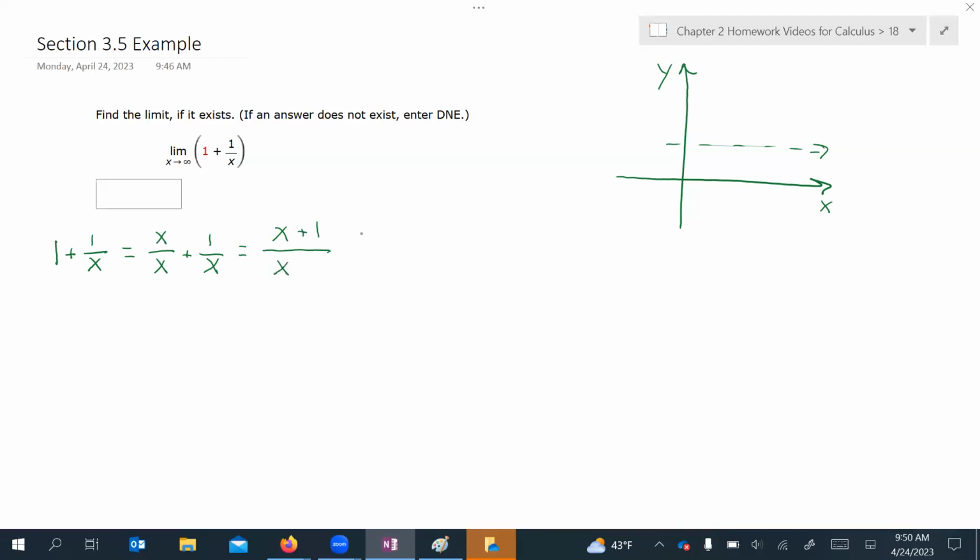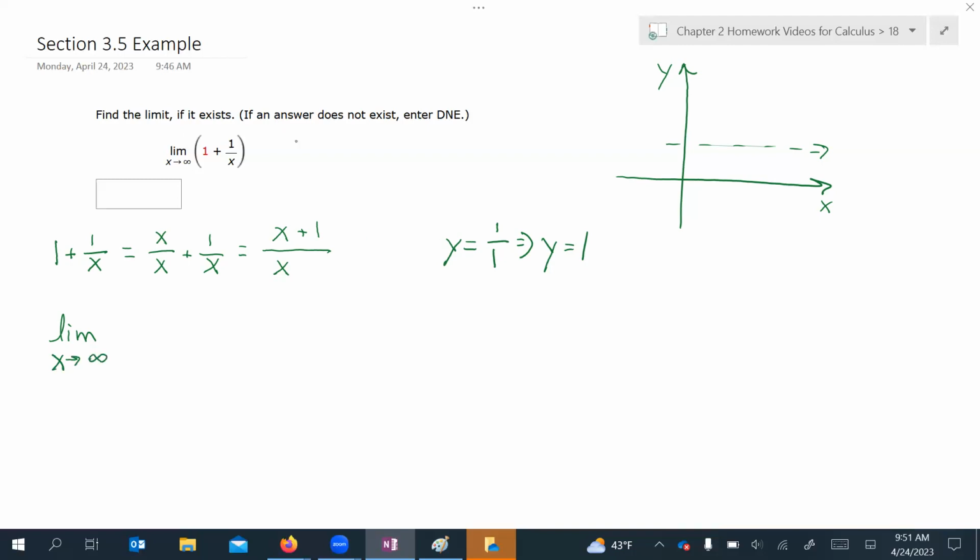Then I see that the degree of my numerator is equal to the degree of my denominator, which tells me, based on those algebra rules, that my horizontal asymptote is going to be the ratio of the leading coefficient in the numerator, which in this case is 1, over the leading coefficient in the denominator. So I'm going to have the line y equals 1 as my horizontal asymptote. But there's also a way to do this using limits.